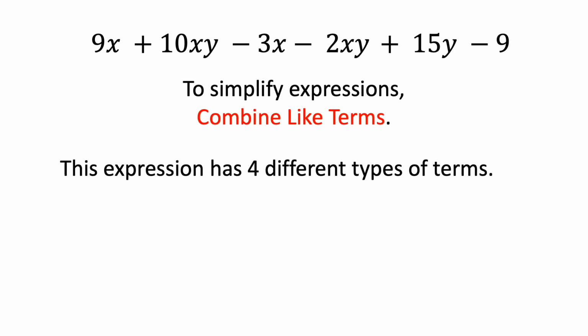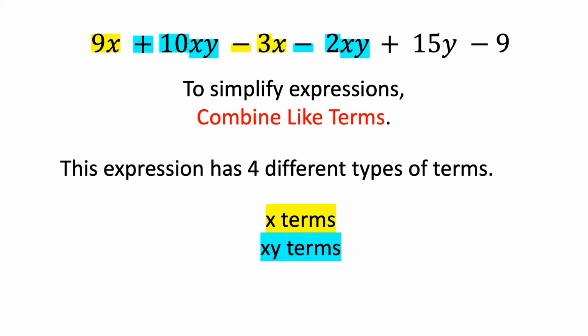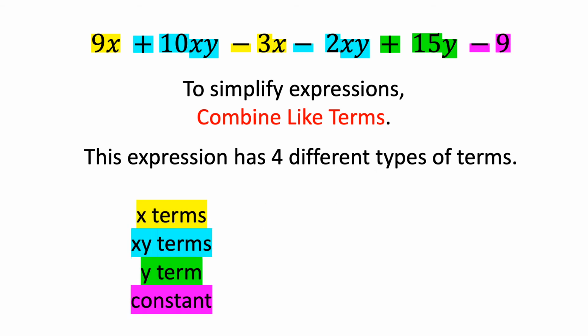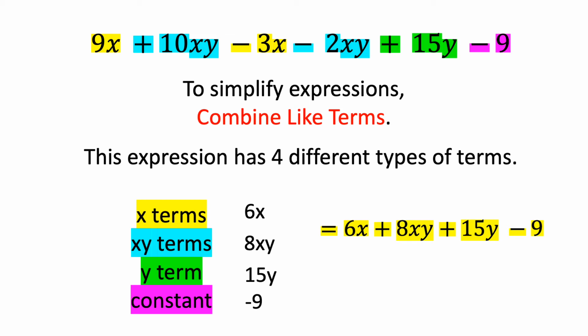Here's another example. This example has 4 different types of terms. There's terms that have a variable of x, terms with variables of xy, terms with a y, and terms that are constant. The 6x is the x terms because we have 9x minus 3x. We have 10xy minus 2xy, which equals 8xy. And we have 15 just y's and negative 9. So when we combine like terms and simplify this expression, we get 6x plus 8xy plus 15y minus 9.